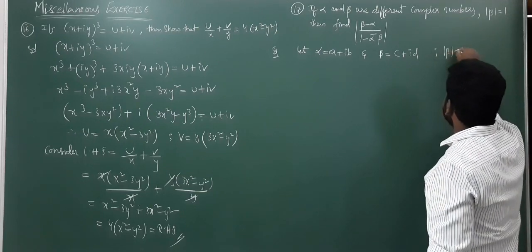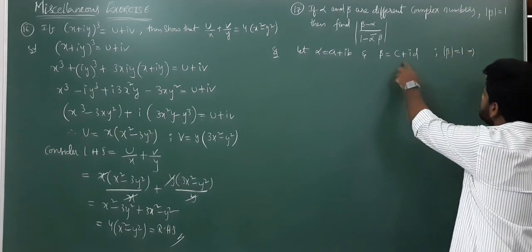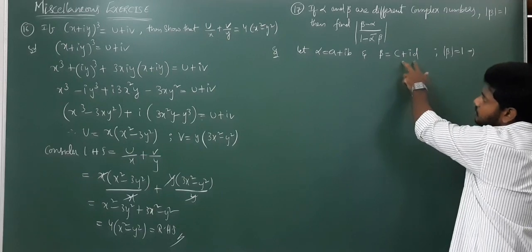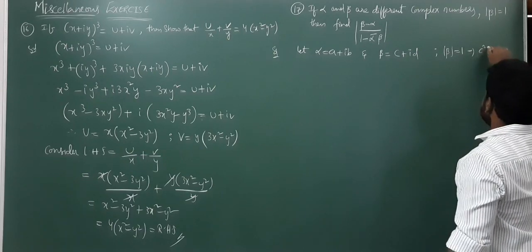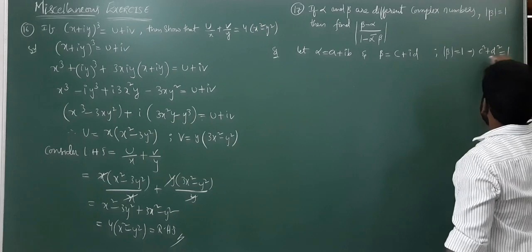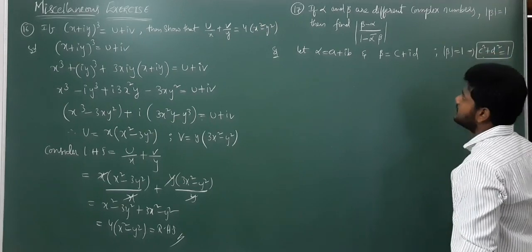Modulus of beta is equal to what? 1. Modulus of beta means what? Modulus of this. What is modulus of c plus id? c square plus d square is equal to 1, they have given. So this is the condition they have given.